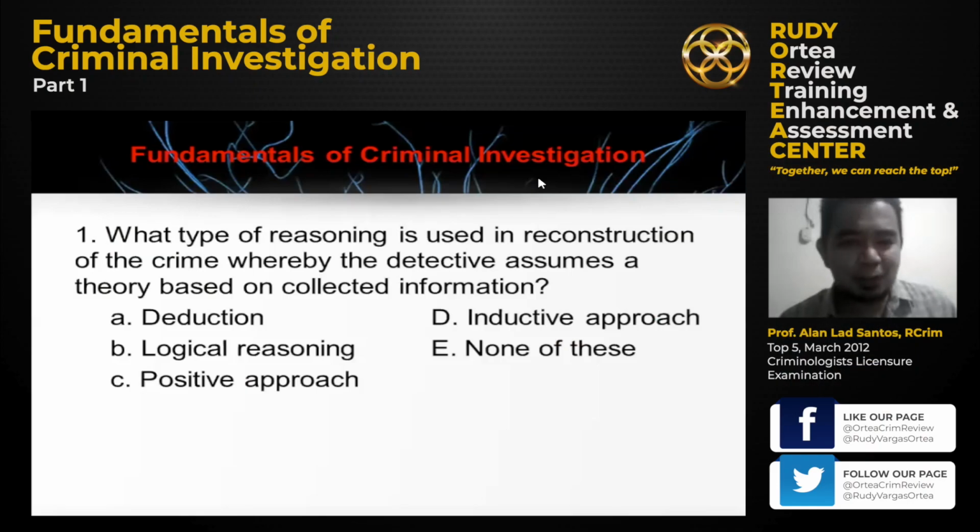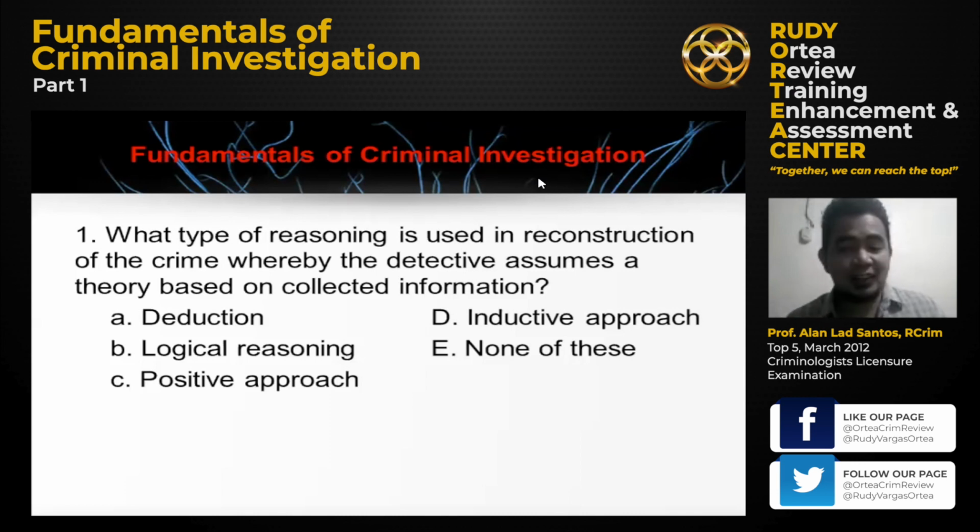Take it away, Allan. So our first subject is fundamentals of criminal investigation. So guys, I want you to grab your pen, mag-take kayo ng notes, and let us start.